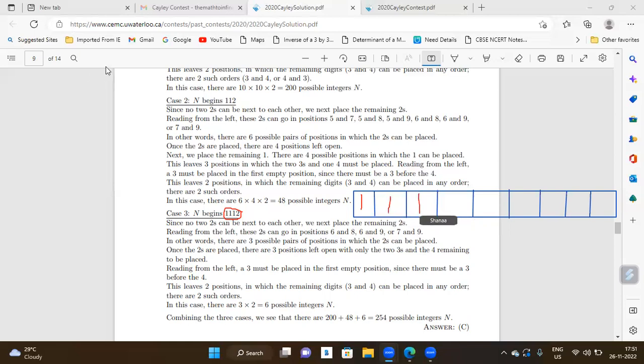So we can't put a 2 here, so then we'll put a 2 here and here, or here and the last one, or we can start here and put a 2 here and here. But we can't put a 2 here again because then you have to put a 2 here, but there's not enough space for that. So there's 3 possibilities to place the 2's.